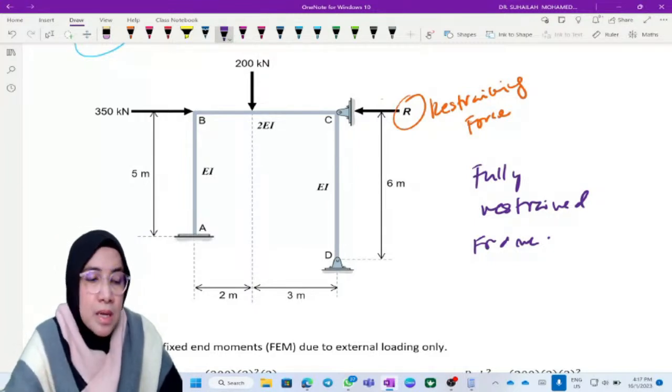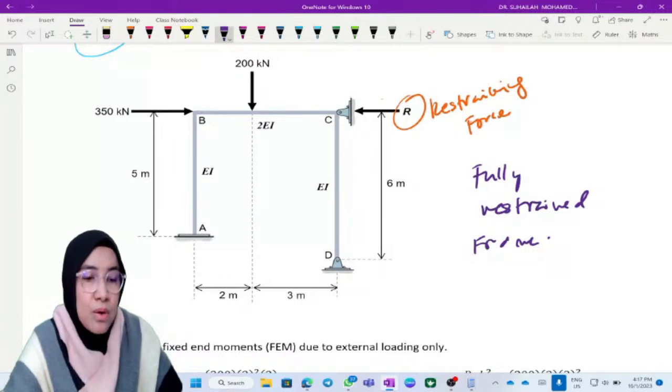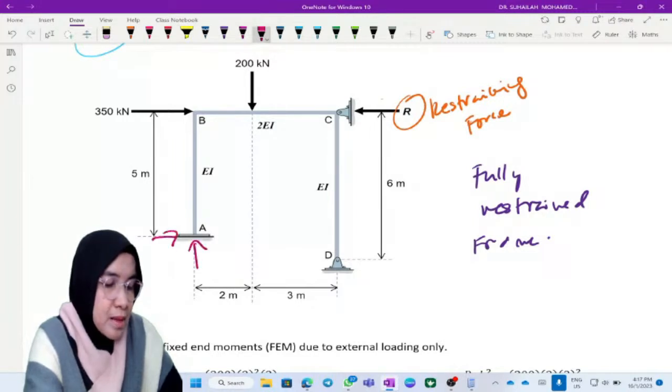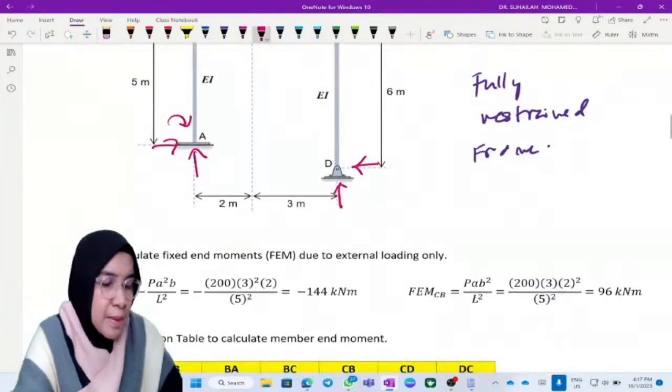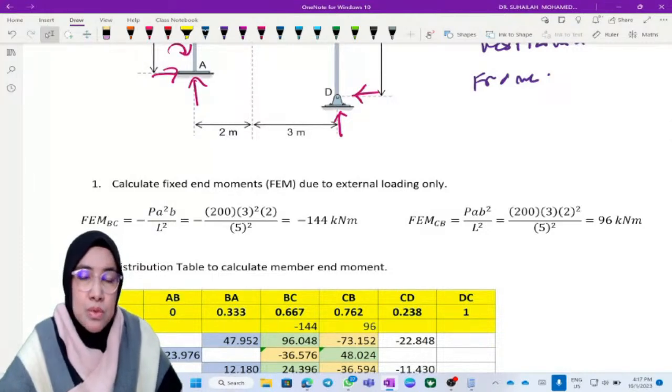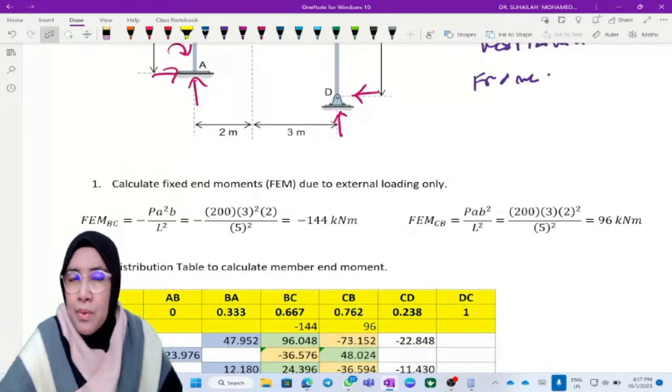So we have to draw the free body diagram for this frame by putting reactions at the supports at A and D. Okay, so move to step number one: we have to calculate the fixed end moment due to external loading. Actually, this step is the same as what we have done previously under beam. When we have a member and loading, we calculate the fixed end moment, put it in the table, and then do the distribution process.